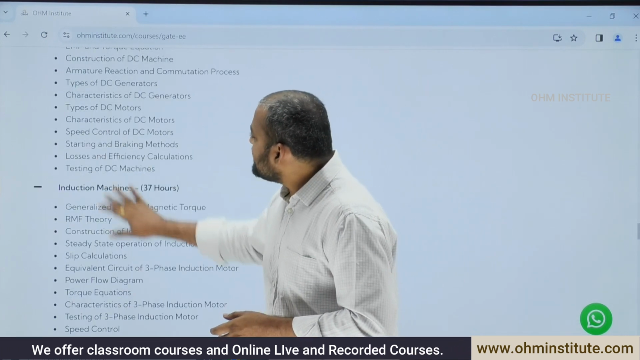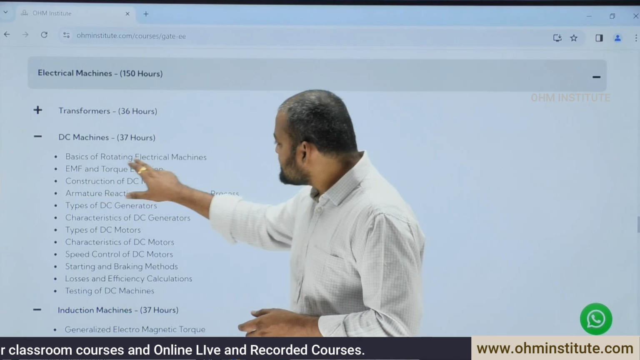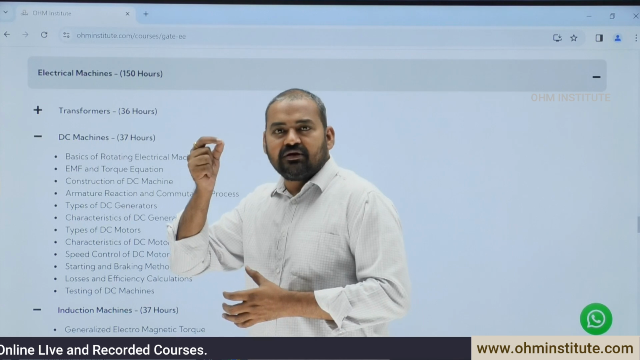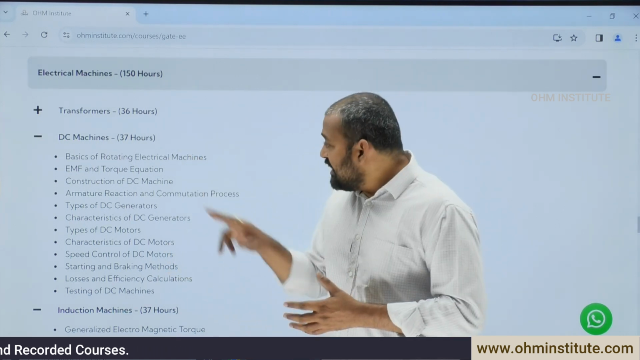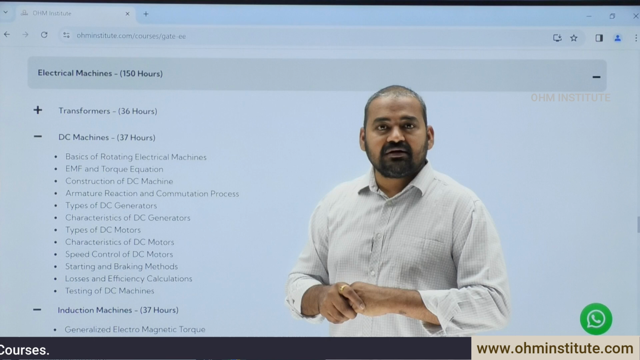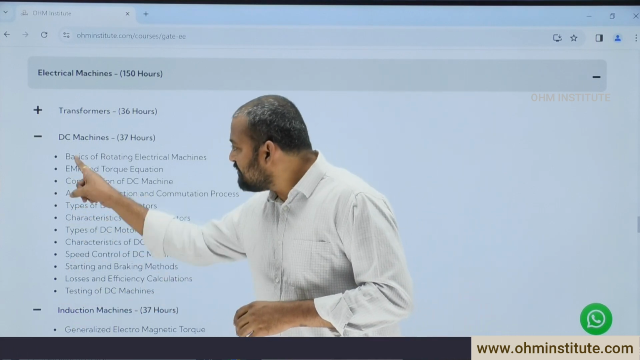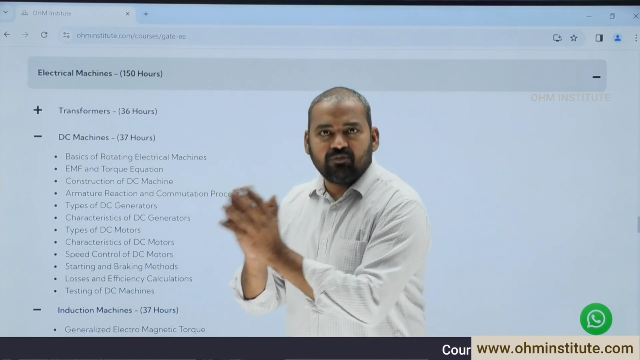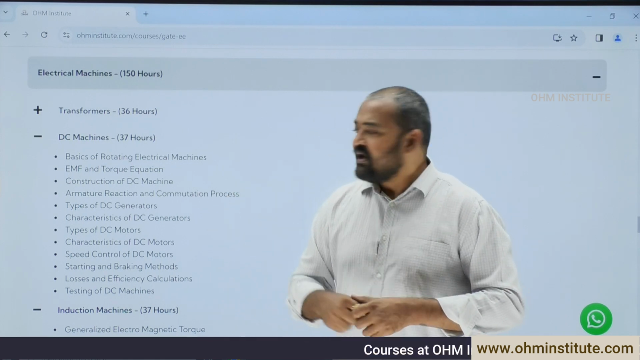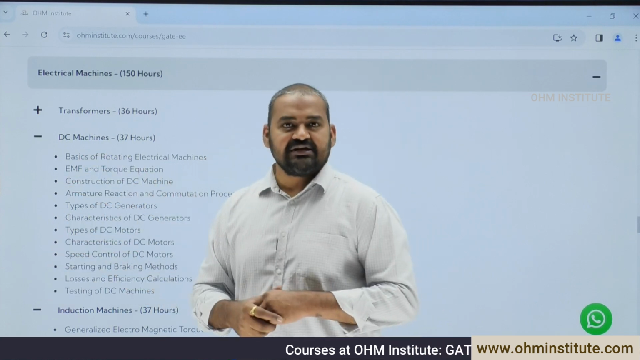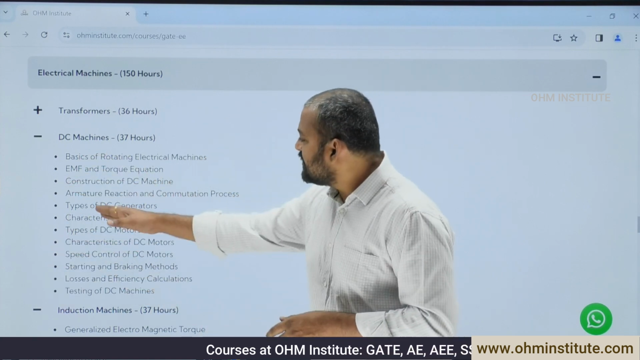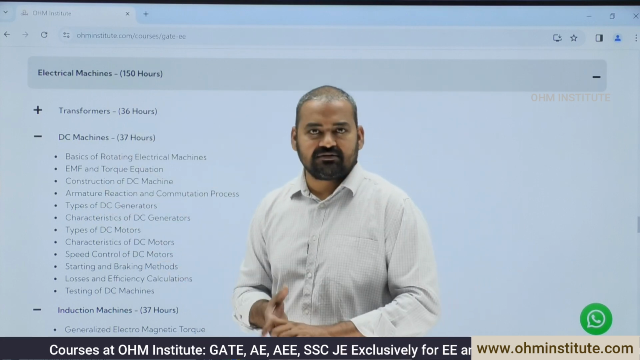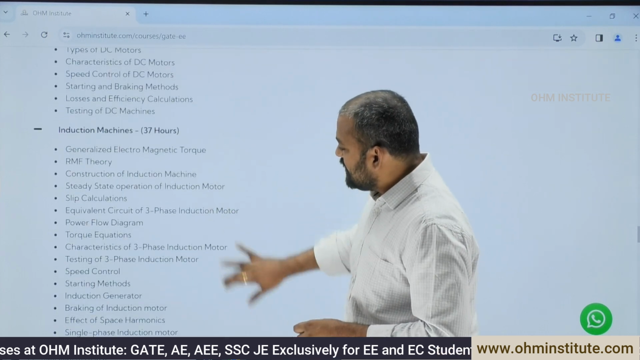See, for every subject, the starting part is basics. This is very, very important. This is what most of the students neglect. You may not get a question from basics, but to understand the depth of the subject, basics are very, very important. Always start with basics, spend a good amount of time on basics, understand each and every concept, and then you can understand the depth of the subject easily. If I directly start with types of DC generators and characteristics of DC generators, it will be very difficult. So basics are very, very important.